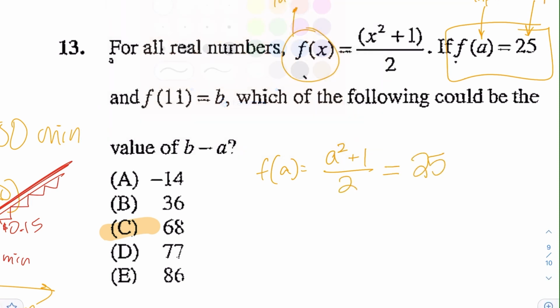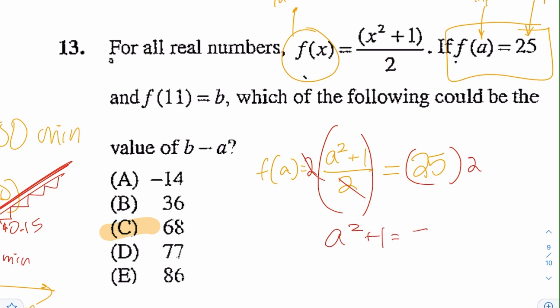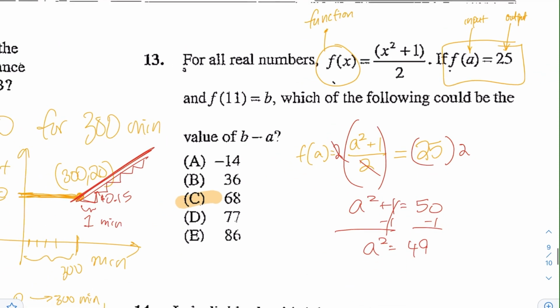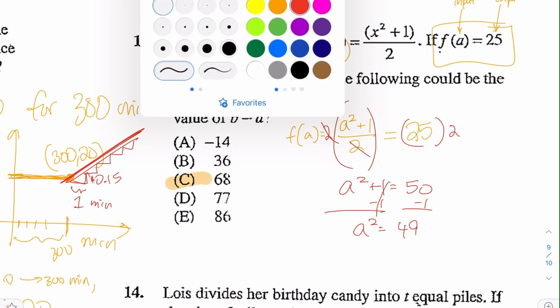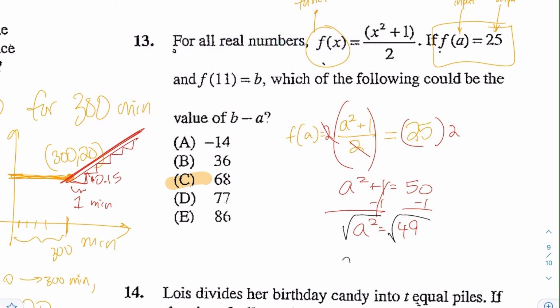Now you can solve for this variable a. First step, multiply by 2 on both sides. So you get that a squared plus 1 is equal to 50. Then you subtract 1 from both sides, you get that a squared is equal to 49. And here, if you do the square root, you get that a is equal to the positive or negative 7. Remember, it could also be equal to negative 7, because negative 7 squared is also positive 49. So a could be positive or negative 7.